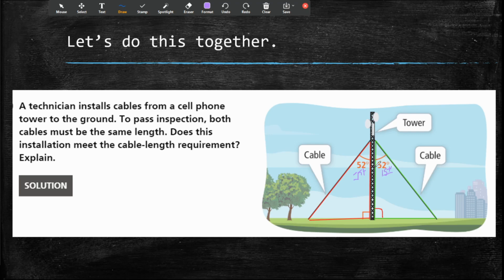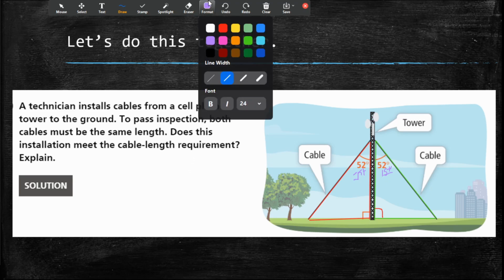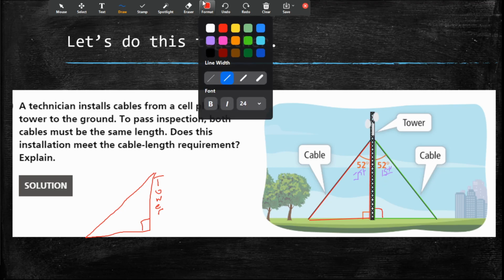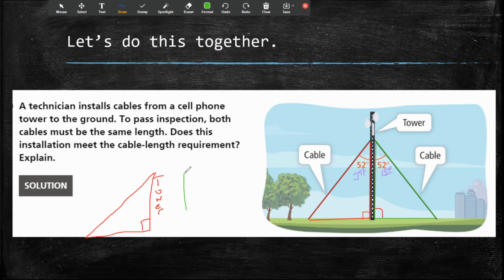Well, let me ask you here. This tower, whether it's in the red triangle or the green triangle, is the same as itself, right? And what I mean is, let's go to red. Here, when I have my red triangle, this part here is the tower. And then when I look at my green triangle, this part's the tower.